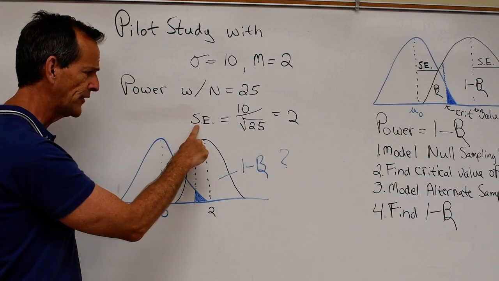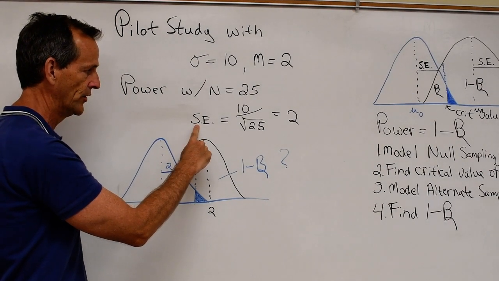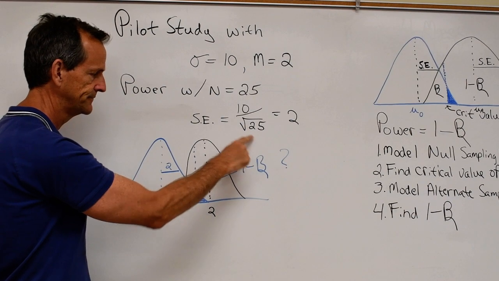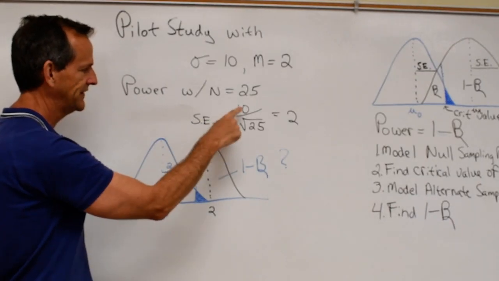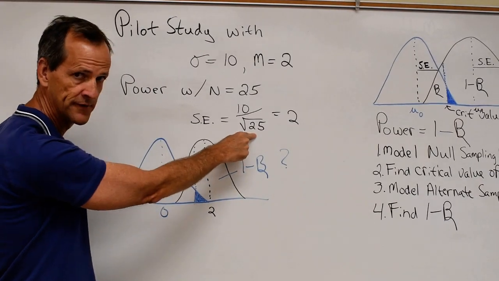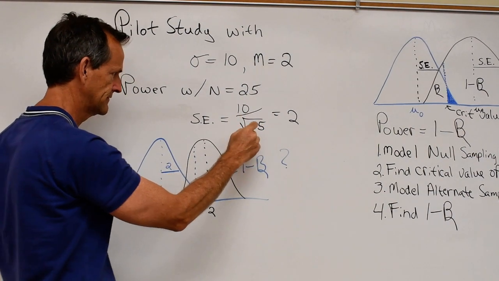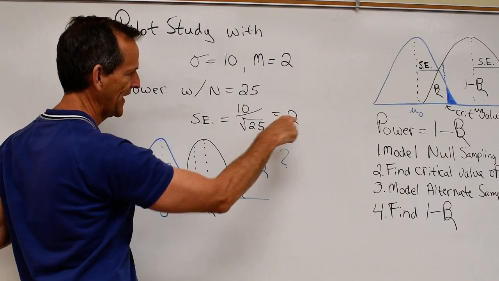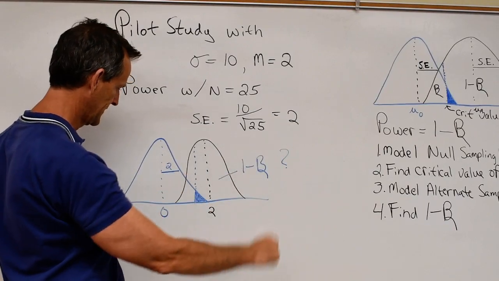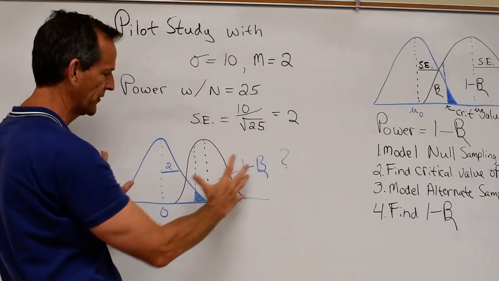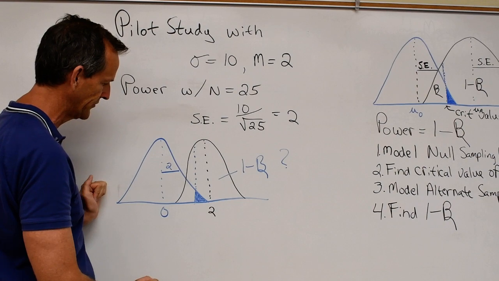So first of all, let's see what the standard error would be if we had 25. You divide 10 by the square root of 25. I pick 25 because it's easy, because the square root of 25 is 5. So that gives us a standard error of 2. All right, now here's what we're going to be doing. These are the steps we have over there.